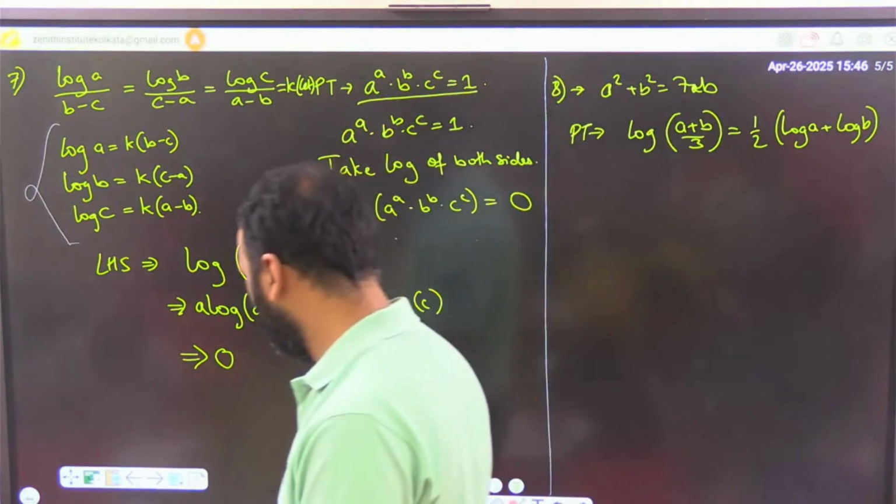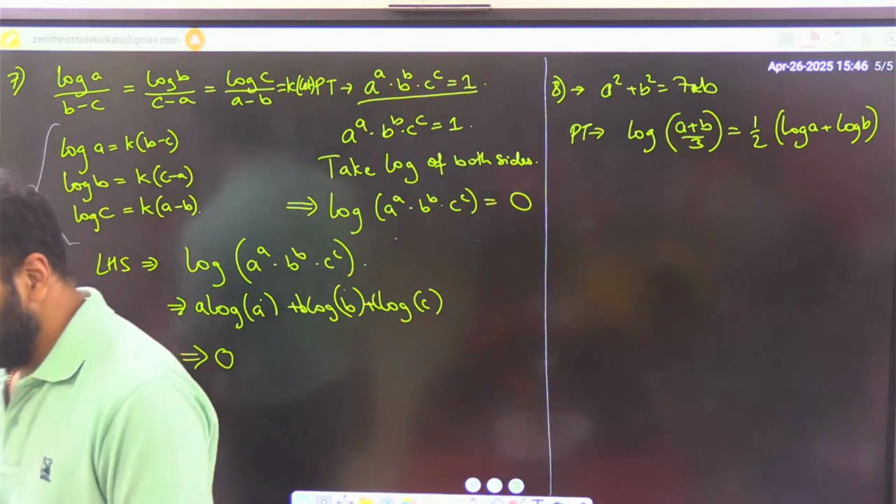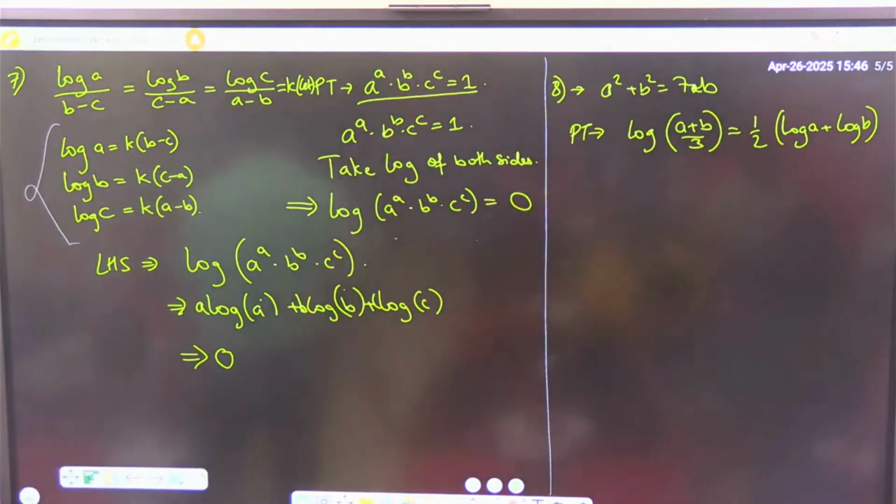Try doing this. Now use a small hint. In the given relation, a square plus b square is 7ab, try adding 2ab on both the sides.